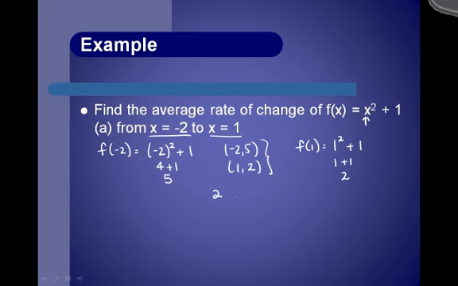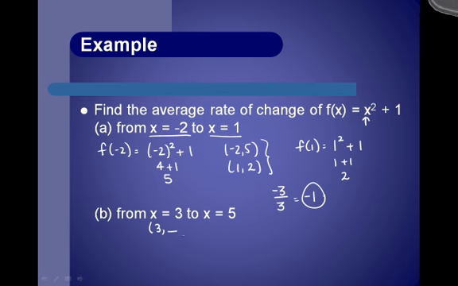Once we know our 2 ordered pairs, we're going to use our slope formula. So it'd be y2, which is 2, minus y1, which is 5, divided by x2, which is 1, minus x1, which is negative 2. Simplifying that, we would get negative 3 divided by positive 3. So the average rate of change for this function from negative 2 to 1 is negative 1. Now, what about as x goes from 3 to 5? Well, same thing. If x is 3, we need the y value or the function value to go with that.